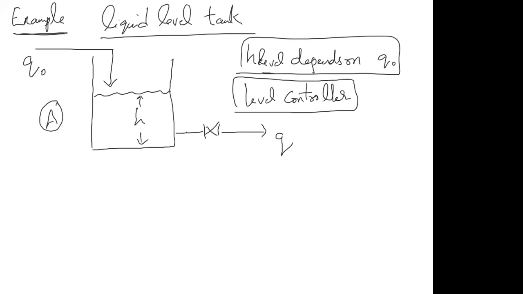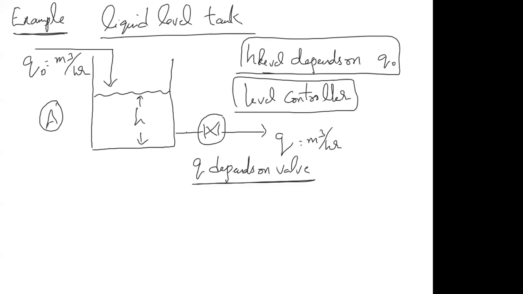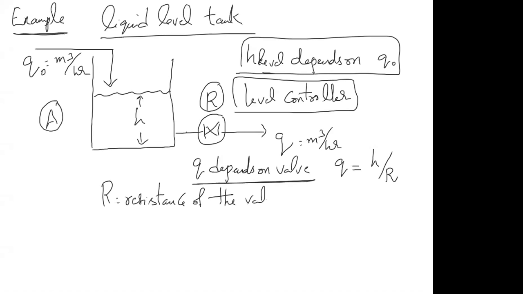A is the cross-sectional area. Q naught is in meter cube per hour. Q is also meter cube per hour. The Q depends upon the valve. So this Q is equal to H by R, where R is the resistance of the valve.